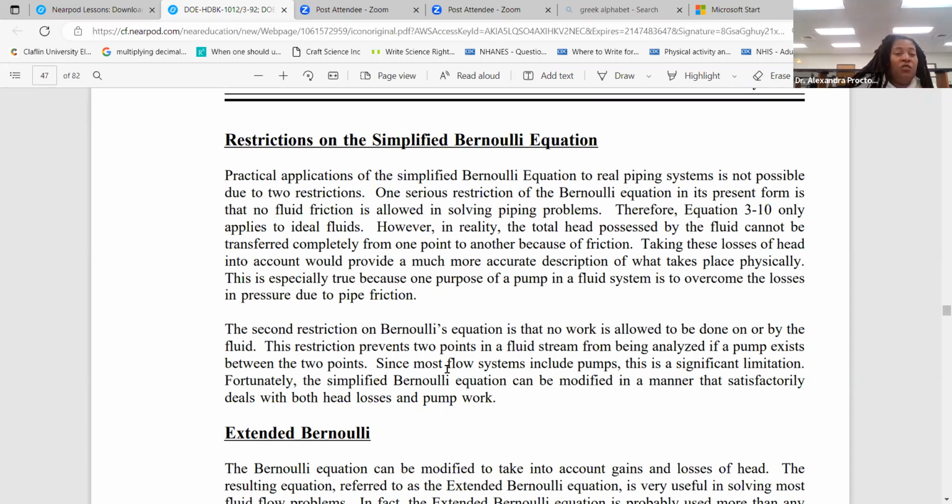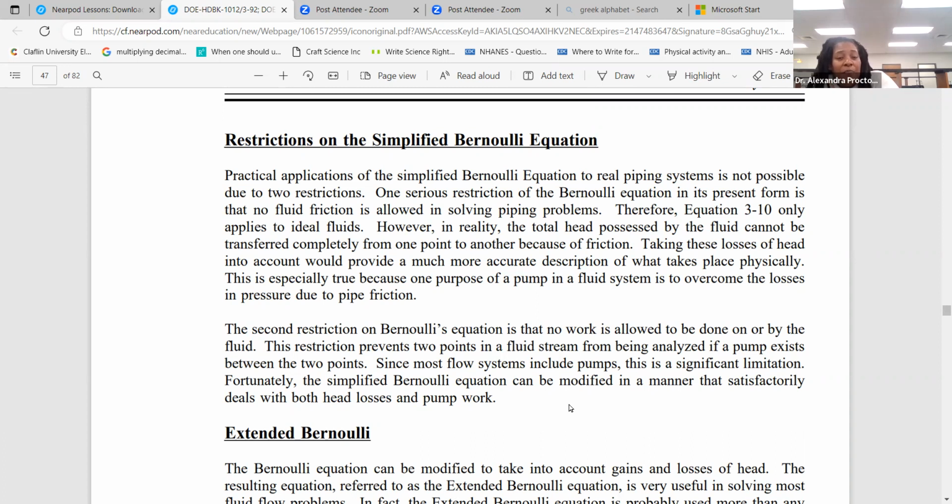The second restriction on Bernoulli's equation is that no work is allowed to be done on or by the fluid. And this restriction prevents 2 points in a fluid stream from being analyzed if a pump exists between these 2 points. So since most flow systems include pumps, this is a significant limitation.